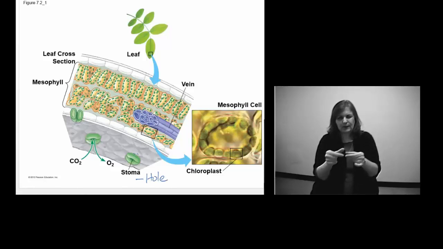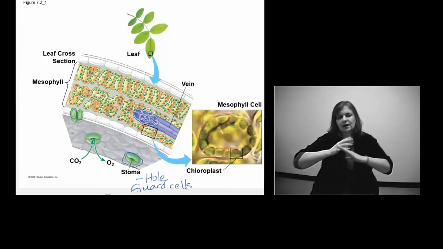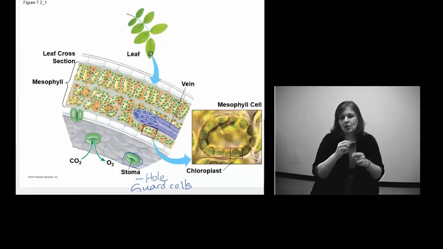What the green cells surrounding that stoma are actually known as guard cells. So they're guarding the water inside that plant from escaping too fast. But we also don't want your plant to become waterlogged either, so they'll help release water as needed. We'll talk about that more with vascular tissue.